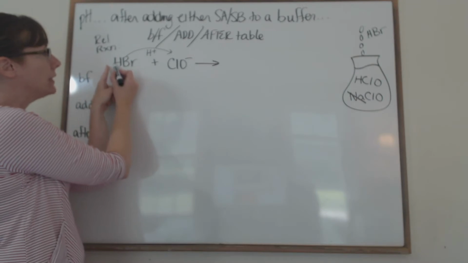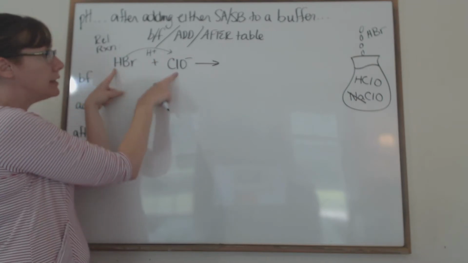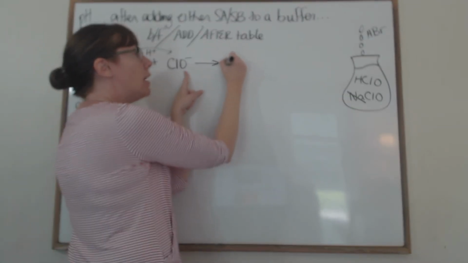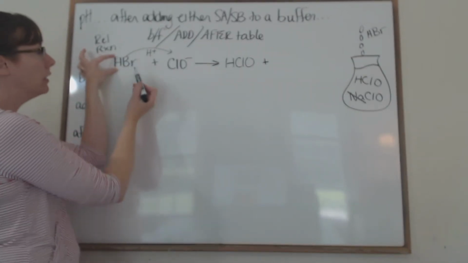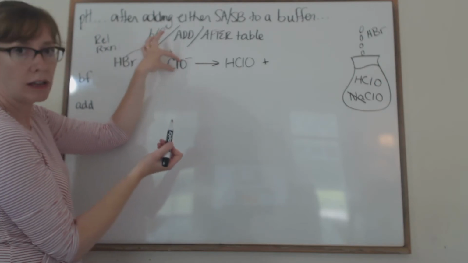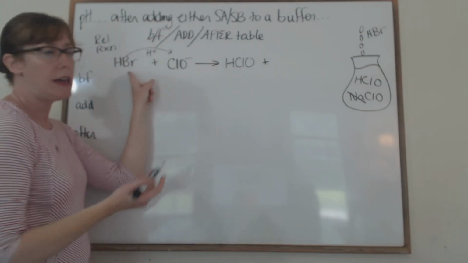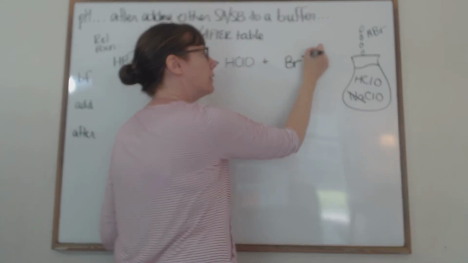So he donates, that H is going to be given to ClO minus. So that's going to become HClO. Because he's giving this hydrogen to the ClO minus, that becomes that. And what's left over would be Br minus.